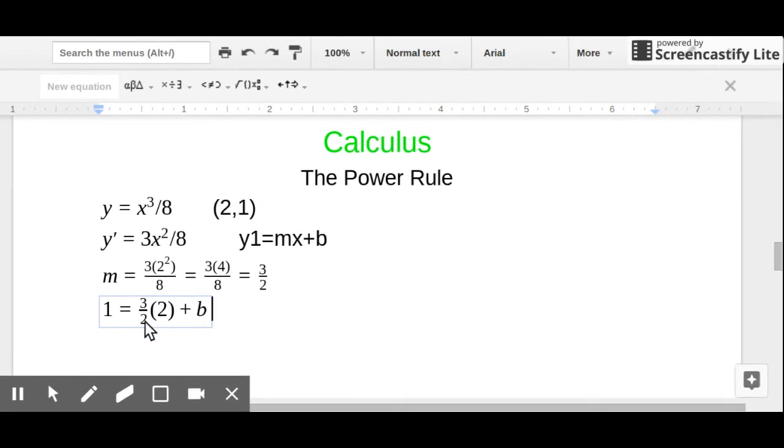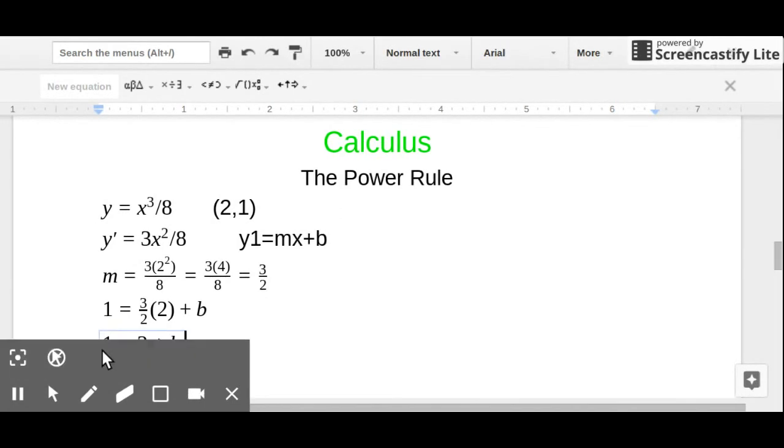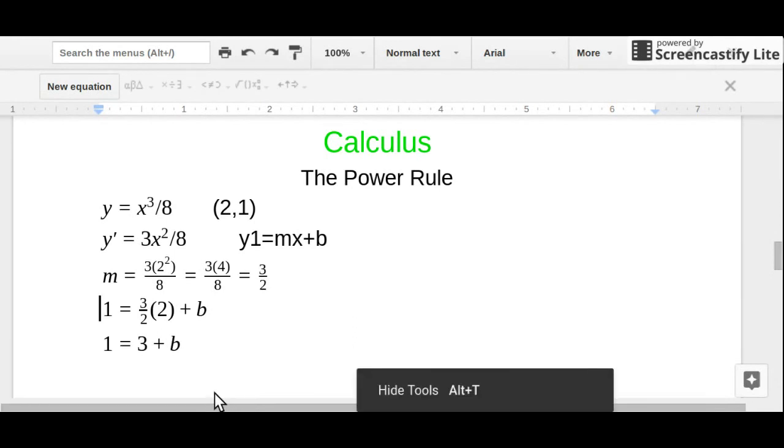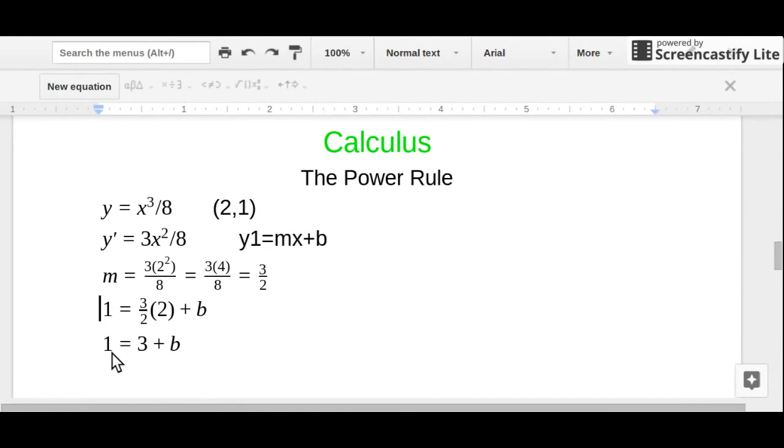As you can see here, nicely those 2's cancel out, so we end up with 1 is equal to 3 plus b. If we take this 3 to the other side, 1 minus 3 is negative 2, so b becomes negative 2. Let's just write it out right here.